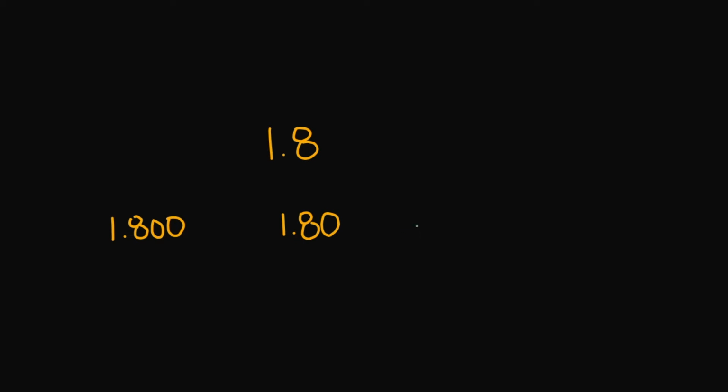Another way I can write it is 1 plus 0.8, because 1 plus 0.8 is going to equal 1.8. And remember, when you are looking at your decimals, this 1 here is treated as a whole number, and then 0.8 is going to be your decimal.